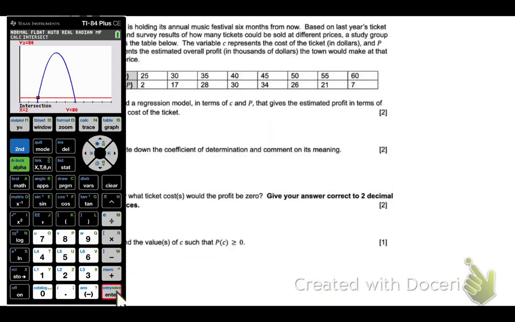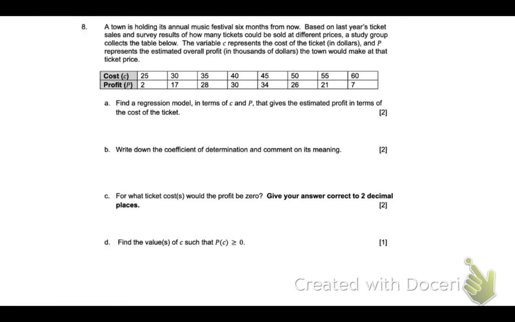Question 8. A town is holding its annual music festival 6 months from now. Based on last year's ticket sales and survey results of how many tickets could be sold at different prices, a study group collects the table below. Variable C represents the cost of the ticket in dollars, and P represents the estimated overall profit in thousands of dollars that the town would make at that ticket price.